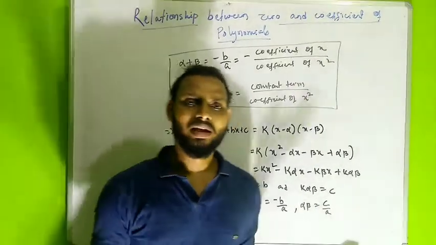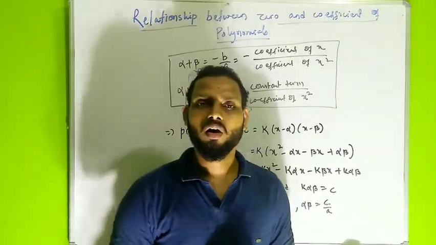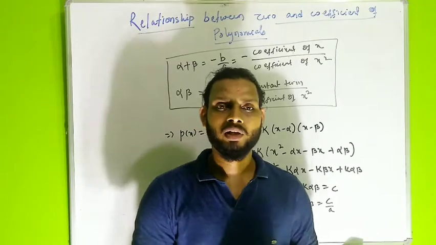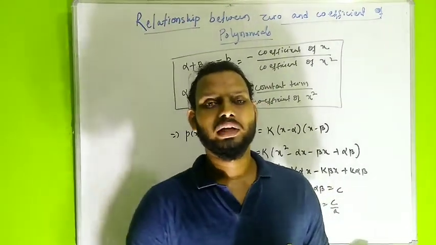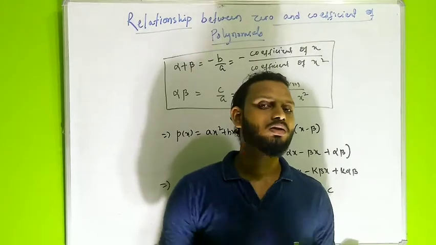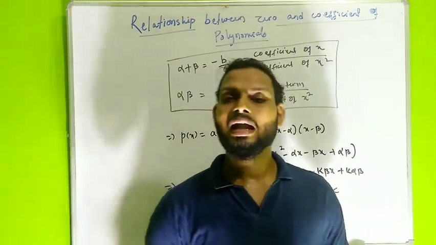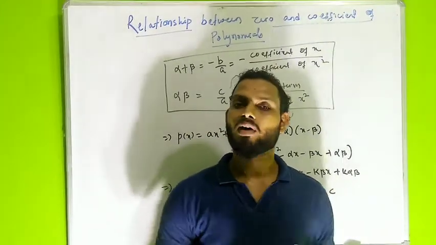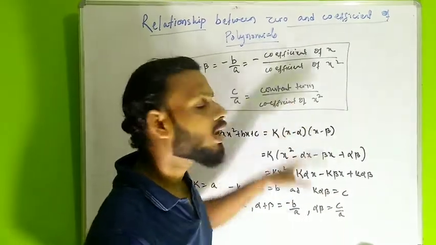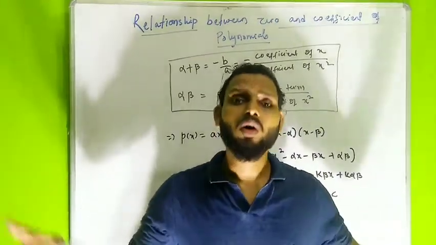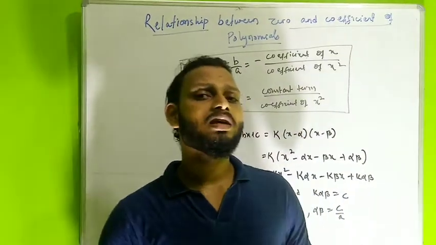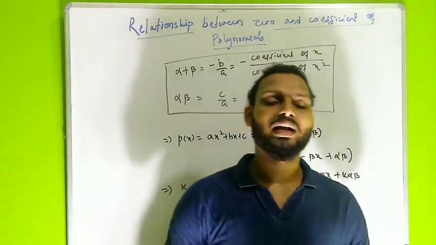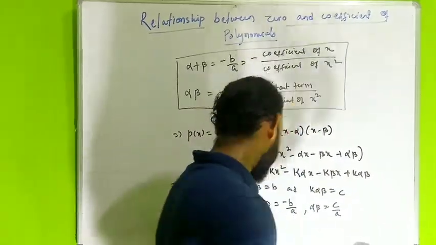Now the question arises, what is the need of finding such type of relationship between the zero and the coefficient of the polynomial? So I will just give you one application of it. Suppose I am given two zeros of a polynomial, alpha and beta, and I have to find a quadratic polynomial whose zeros are alpha and beta. Then by using this relation, I can find the set of all quadratic polynomials whose zeros will be my alpha and beta. So let us take one example and let us see what happens in that example.